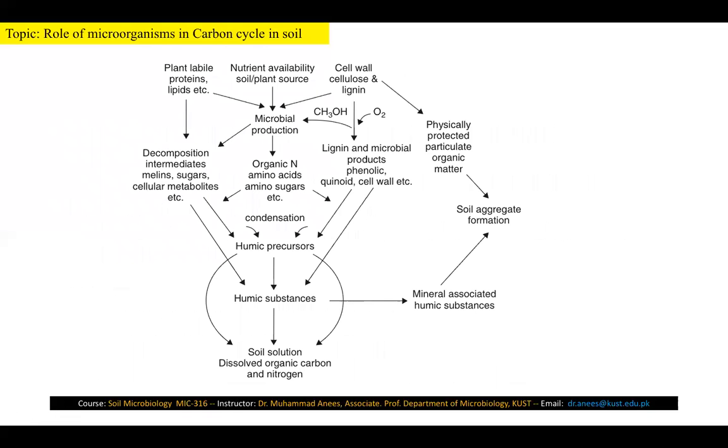Here, this is a summary of how microorganisms are degrading the different types of plant compounds, and how these microorganisms obtain either the complex plant compounds or the labile plant compounds, and then after decomposition and addition, leading to formation of complex humic substances in the soil.